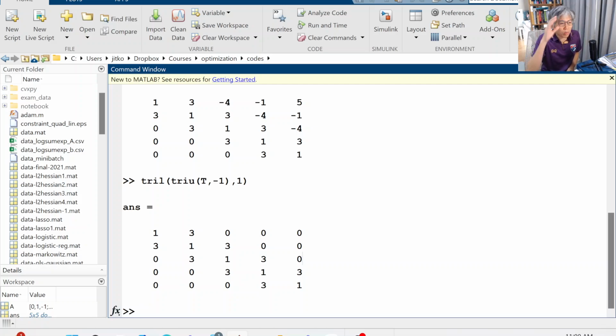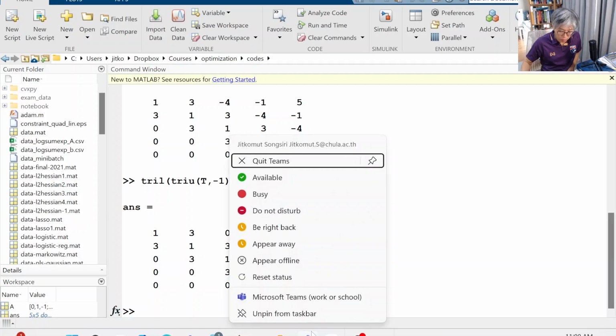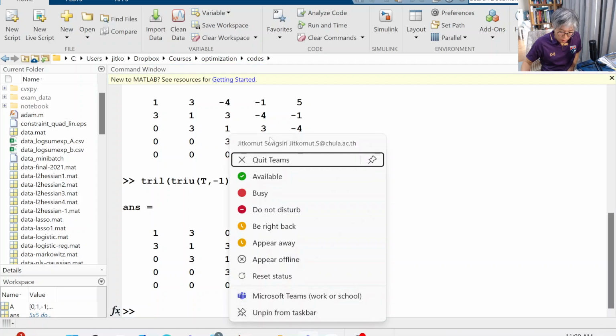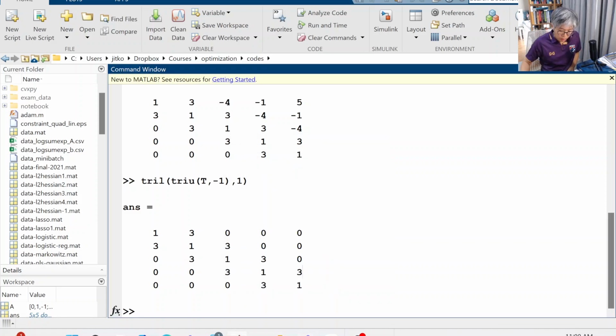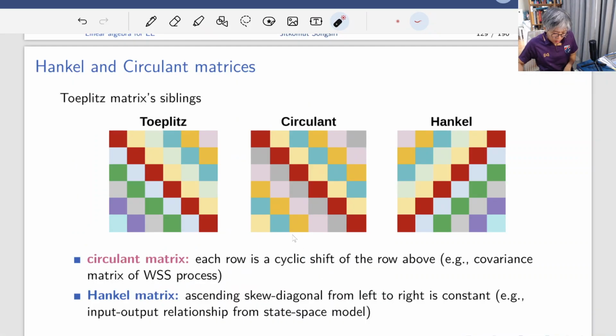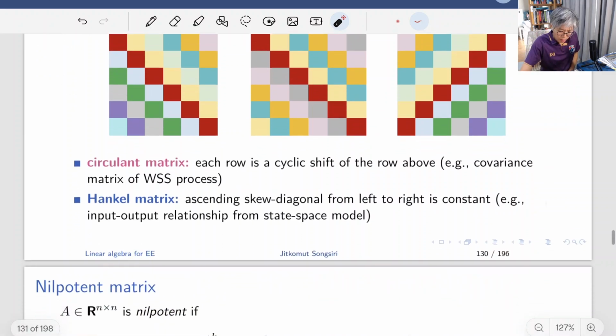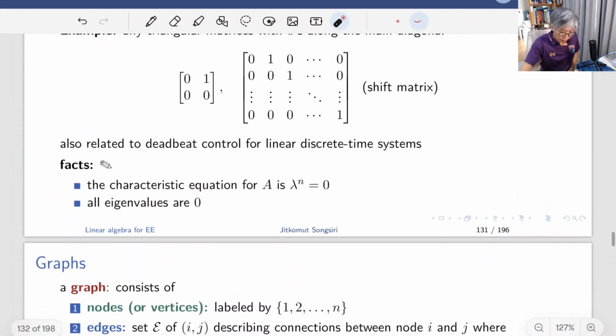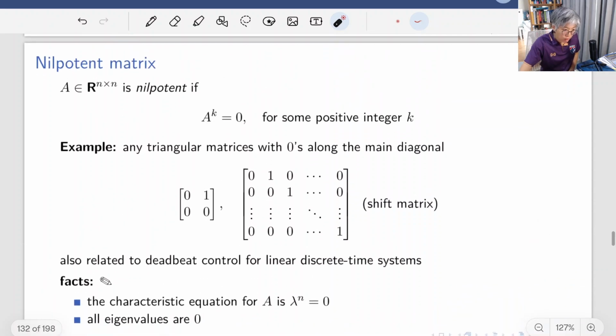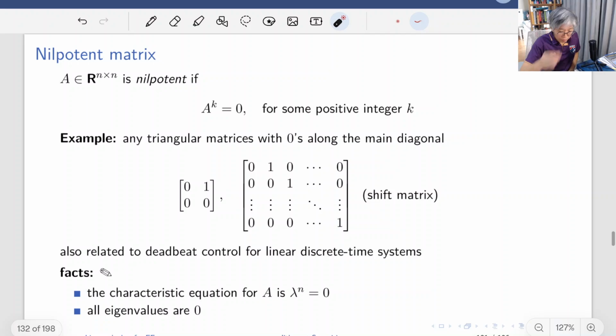A banded matrix also has a lot of further properties. For example, you can derive the eigenvalues of a band matrix in closed form. Okay, this is all I want to say about this matrix. So let's continue to the last one. The last one is the Nilpotent matrix.